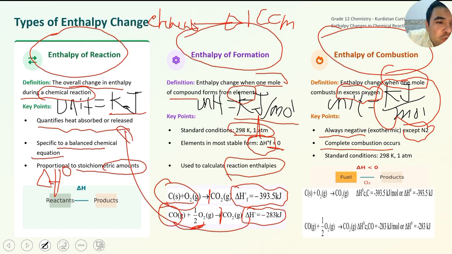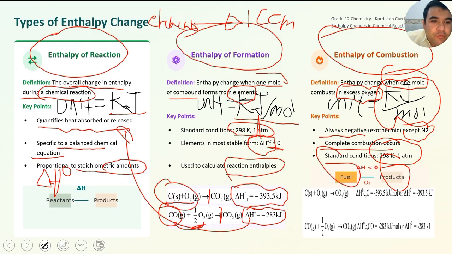Complete combustion must occur. How is combustion complete? We mean the highest amount of oxygen should be used in order to be complete. 1 mole of the reactant must be reacted with the oxygen. And then, of course, we should measure at the standard conditions. When the fuel combusts with the oxygen, it produces the products, usually CO2 and H2O.